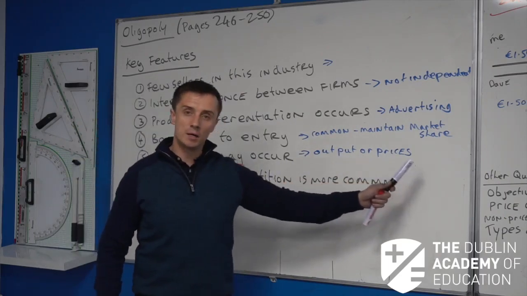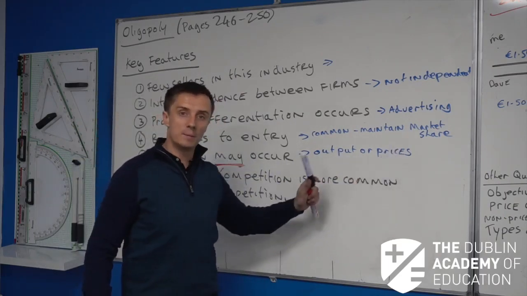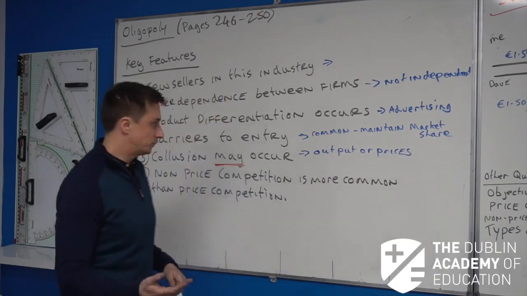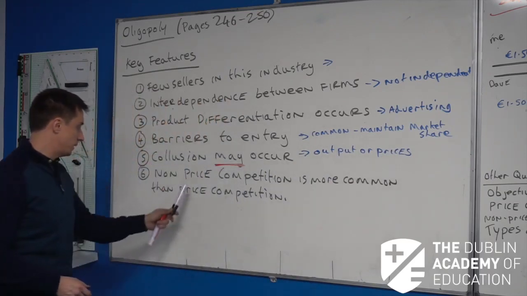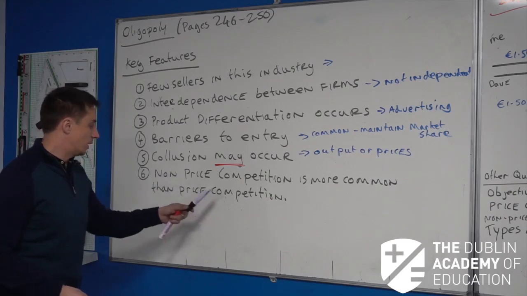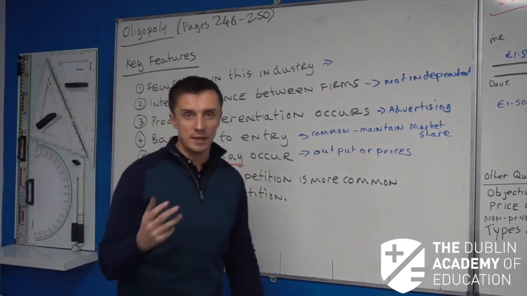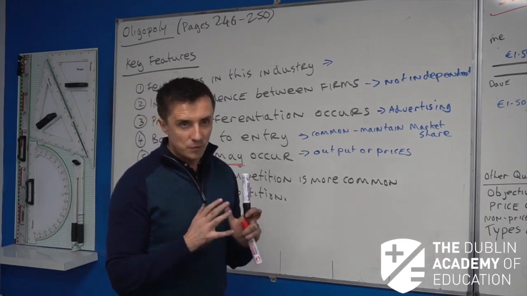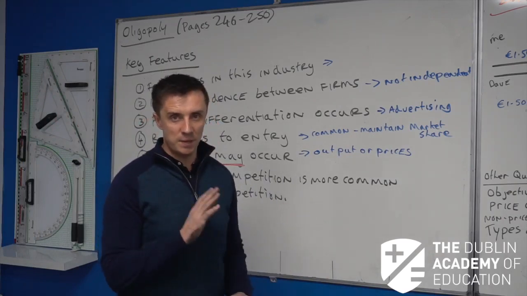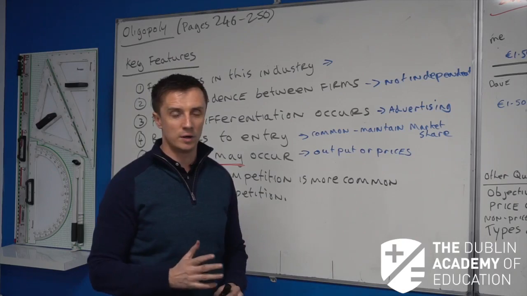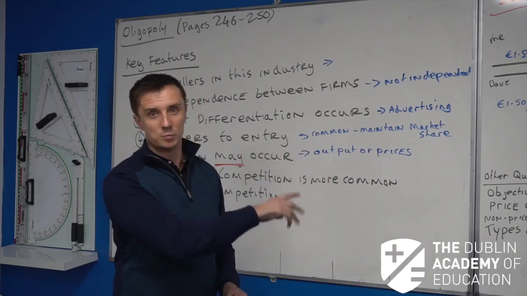The firms in the market may control the market price, or they may control the market output, okay? That's your collusion. And the last one then, guys, is that non-price competition is much more common than price competition. When firms in oligopoly engage in price competition, those businesses are going to lose out. So we don't want to get into a price war there. We'll see why in about a minute, but that's the big focus.